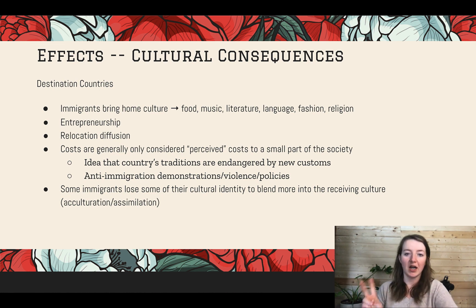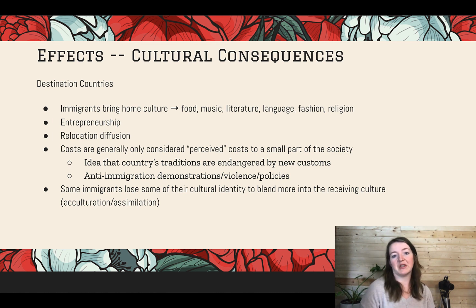The cultural costs are often really only considered perceived. So they tend to only affect a small part of society. It's what that group tends to say, oh, they're costing us this. And ways that we might see this is the idea that a country's traditions are endangered by new customs. So there may be a perception that the culture is in danger from the new customs coming in. We may also see repercussions of this in forms of anti-immigration demonstrations, violence, and policies.